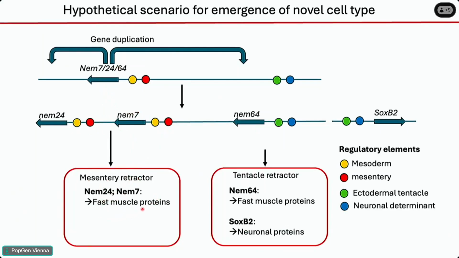And this is a fast muscle proteins. NEM64 was translocating to a different location where I postulated, okay, there might be already by chance some regulatory elements that it was capturing or hijacking, which drives it actually into the ectoderm, and also taking input from neuronal determinants, and which is then the reason why it also co-expresses SOXP2 as a parallel program between the muscle program.